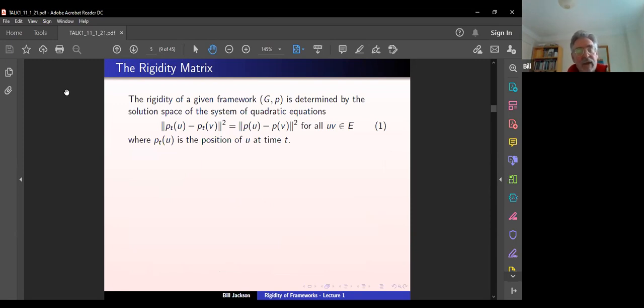So the decision problem of deciding whether a particular framework is rigid or not is related to determining the solution space of a system of quadratic equations. The idea is that we imagine the vertices are moving around in d-dimensional Euclidean space, and the position of a particular vertex at time t is given by p_t(v). So p_0(v) would be the initial time, so p is equal to p_0. And the constraint that the length of the edges should not change as the vertices move can be formulated as this system of quadratic equations, where we have one equation for each edge.